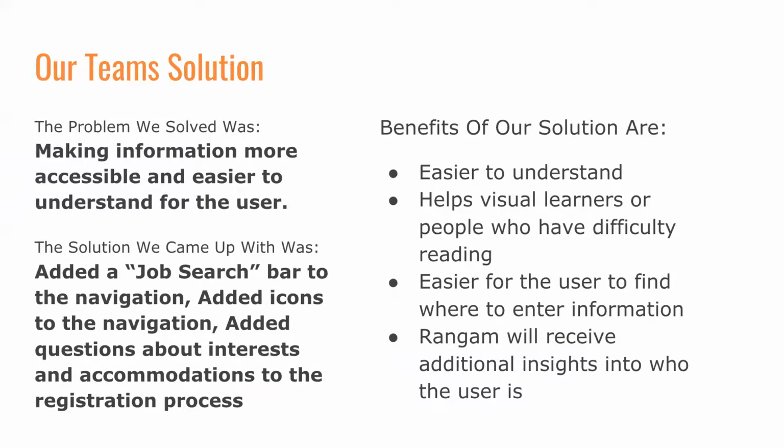Matt. Our team's solution. The problem we solved was making information more accessible and easier to understand for the user. The solution we came up with was adding a job search bar to the navigation, adding icons to navigation, and adding questions about interests and accommodations to the registration process. Benefits of our solution are that it is easier to understand, helps visual learners or people who have difficulty reading, makes it easier for the user to find where to enter information, and Rangam will receive additional insights into who the user is.